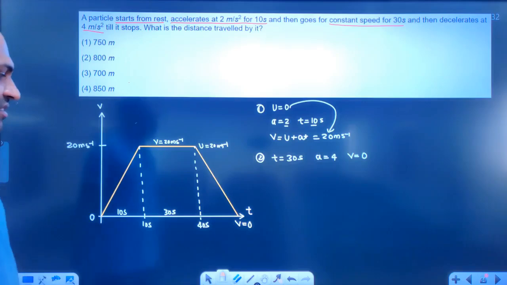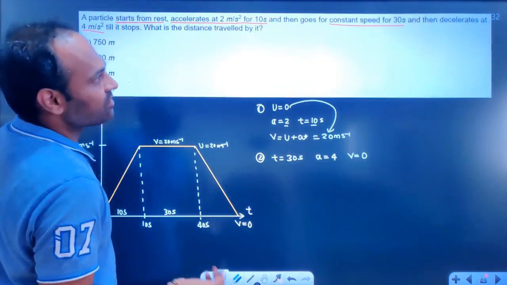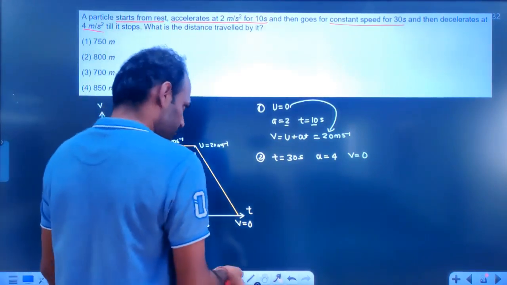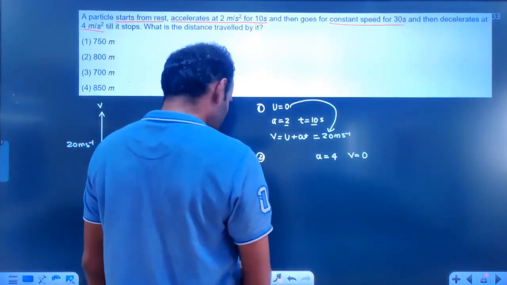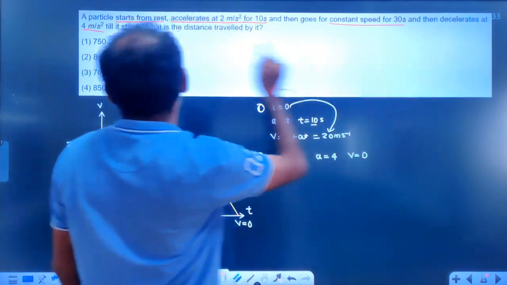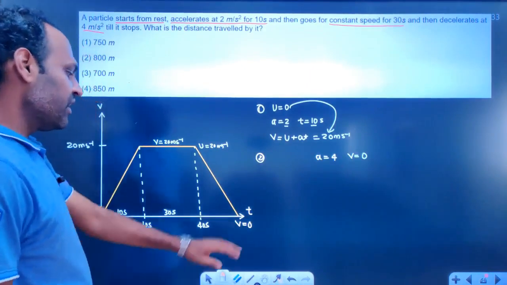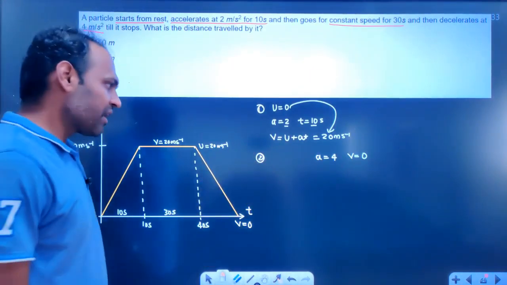How much time it has taken? Sorry, 30 seconds ಅಲ್ಲ, ಟೈಮ್ ಅವ್ರು ನಮ್ಗೆ ಕೊಟ್ಟಿಲ್ಲ. They have not given us the time. They have given us acceleration ಅಥವಾ deceleration 4 meter per second square. ಫೈನಲ್ ವೆಲಾಸಿಟಿ ನಮಗೆ 0 ಅಂತ ಹೇಳಿದ್ದಾರೆ. Can I calculate the time here? ಇಲ್ಲಿ ನಾ ಟೈಮ್ ಕ್ಯಾಲ್ಕುಲೇಟ್ ಮಾಡಬಹುದು.